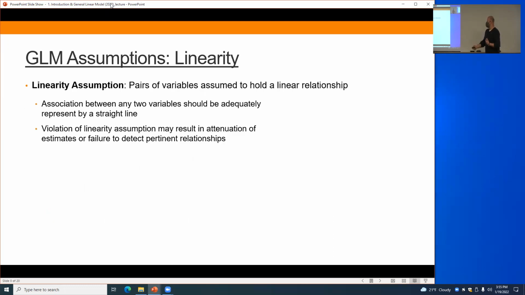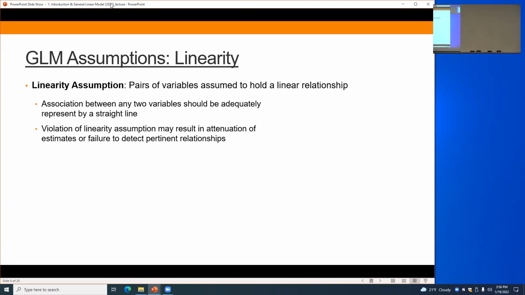Okay. So the basic assumptions of our GLM. We've got a linearity assumption, which makes sense given it's the generalized linear model, right? What we're assuming with our linearity assumption is that pairs of variables in our model hold linear relationships with one another, okay? Essentially, if I take any two variables in my model, the relationship between those two should be adequately represented by a straight line, okay? If I plot those two variables out in a scatter plot, a straight line should do a reasonable job of accounting for the nature of that relation.